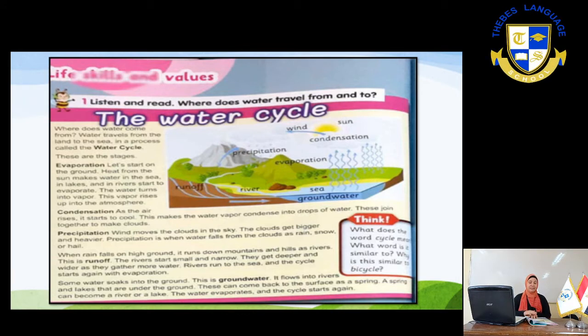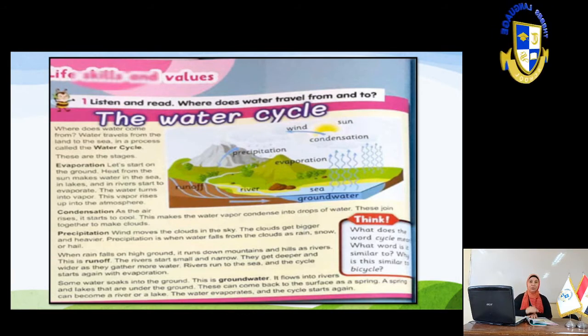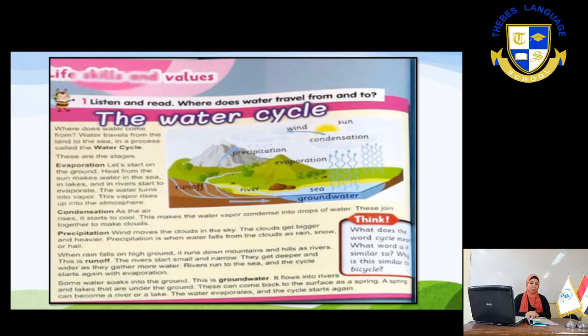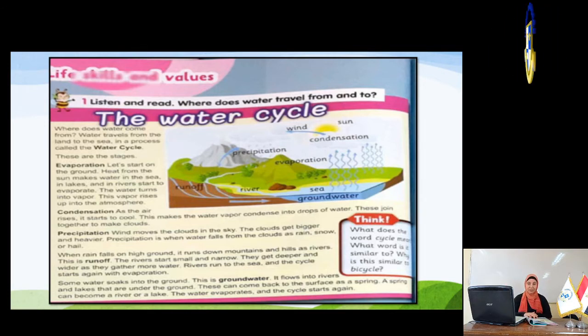These are the stages. Let's listen to the stages or the steps of the water cycle. First one is evaporation. Let's start on the ground. Heat from the sun makes water in the sea, in lakes and rivers start to evaporate. The water turns into vapor. This vapor rises up into the atmosphere. The atmosphere is the air surrounding us.